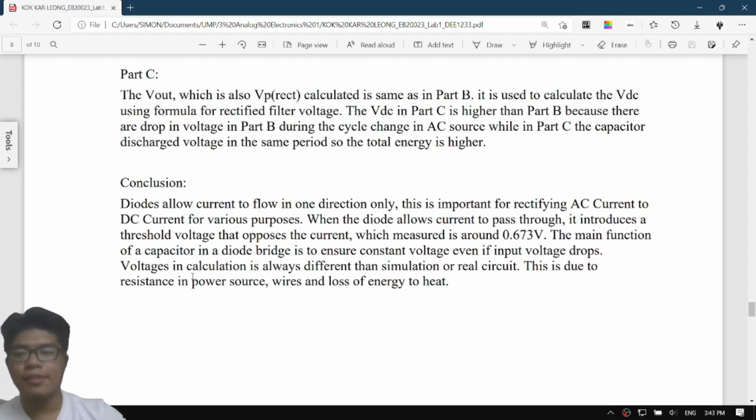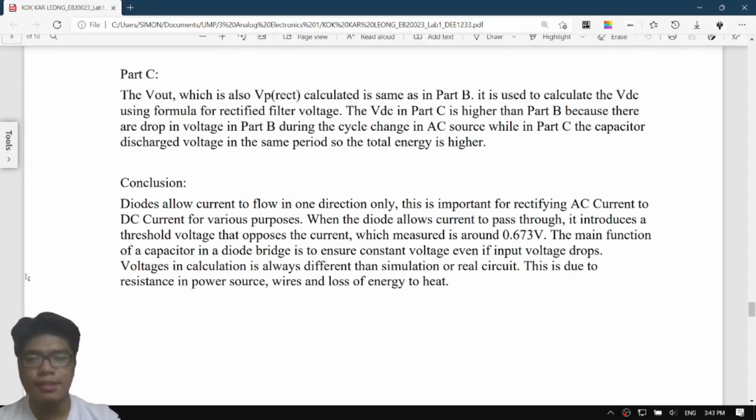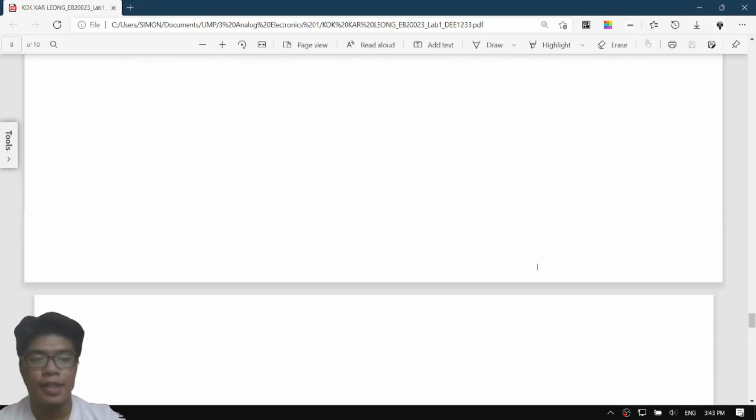And then the calculated voltages are always different from those in simulation or in a real circuit. The main reason for this is supposed to be the resistance in the power source, wires, and loss of energy to heat. That is all for our lab 1.